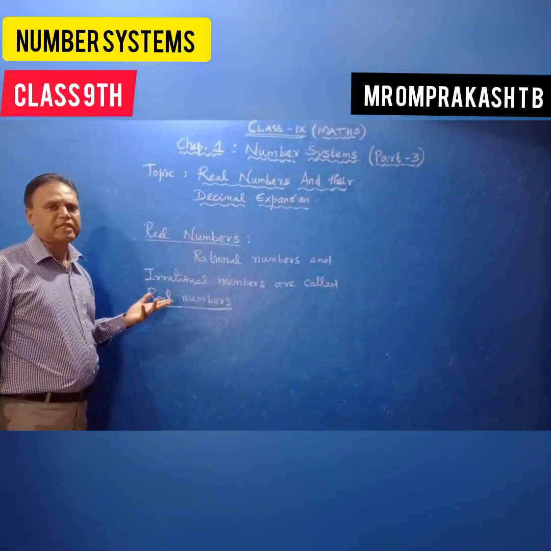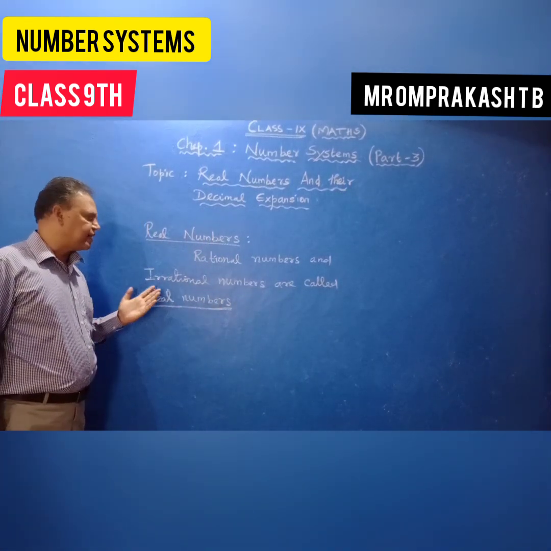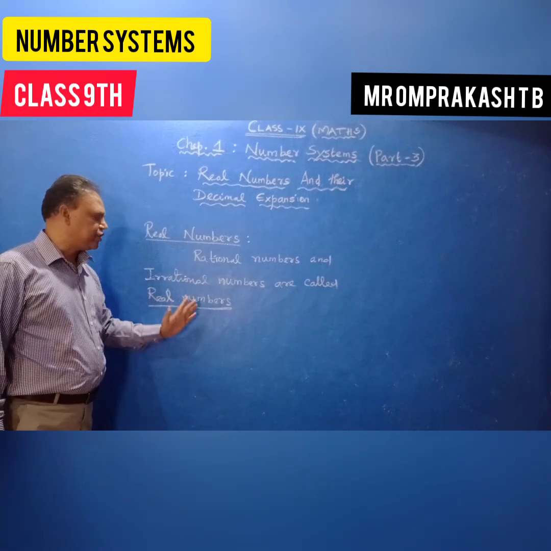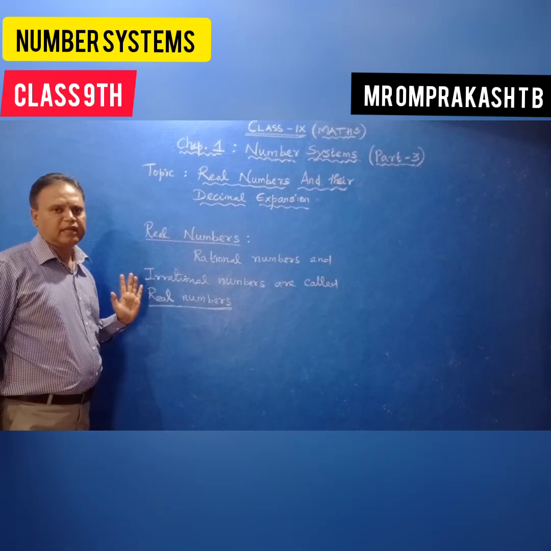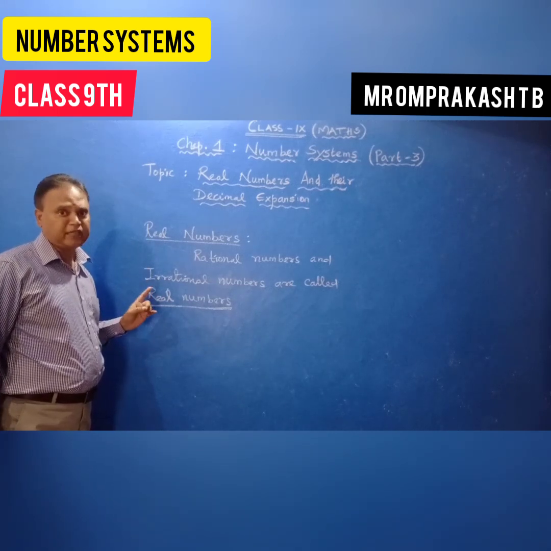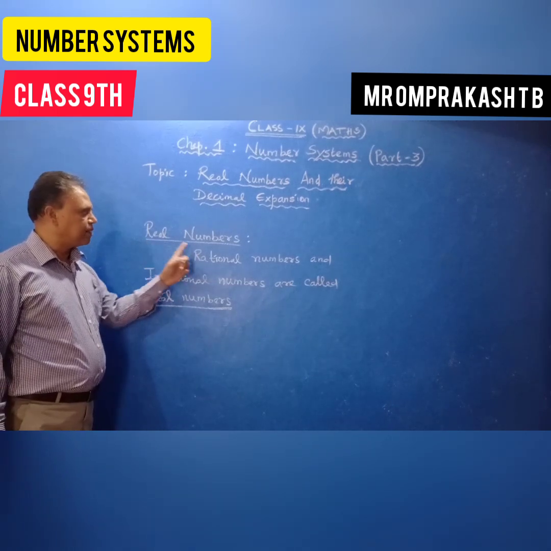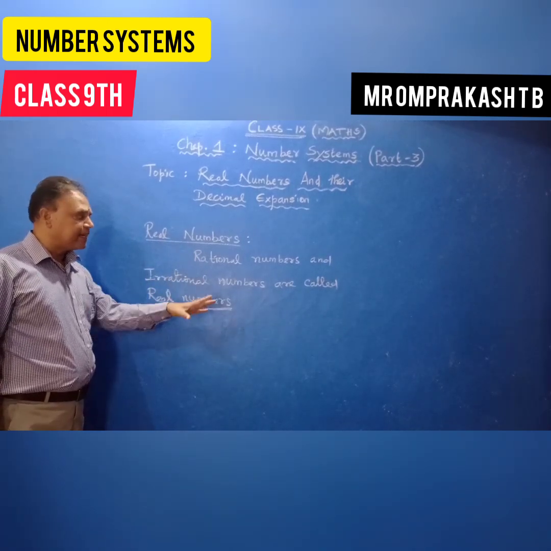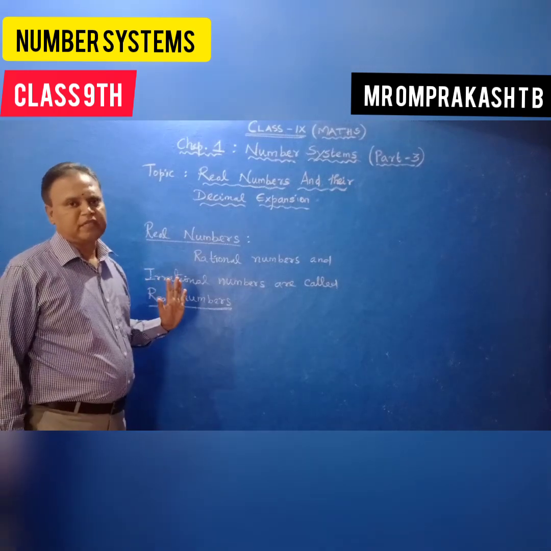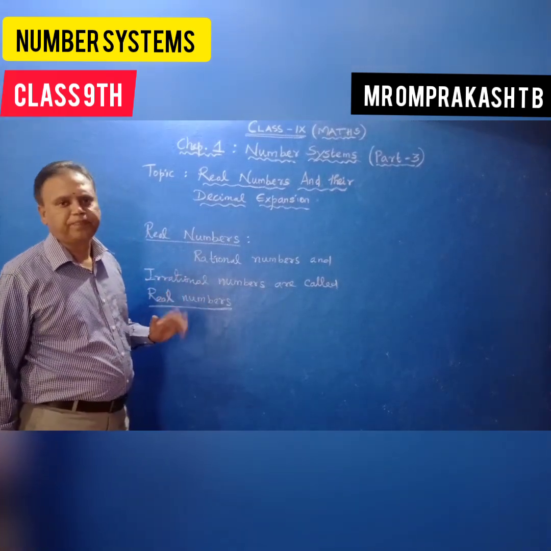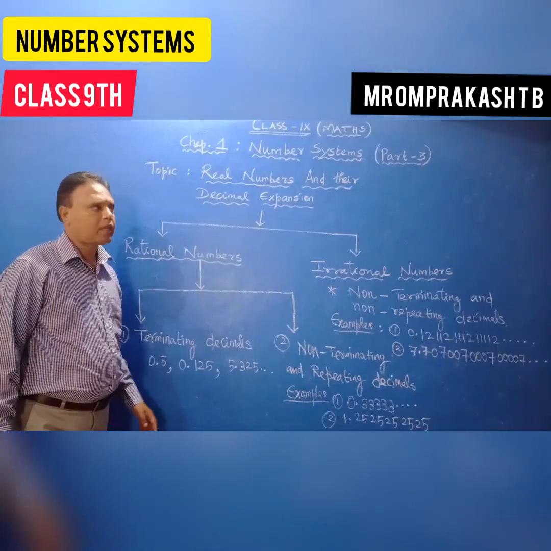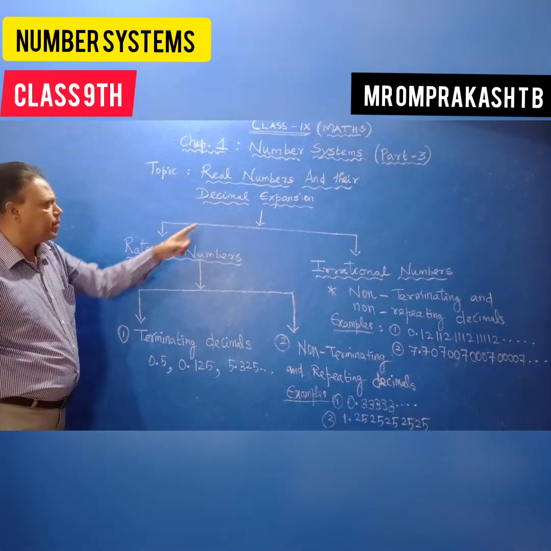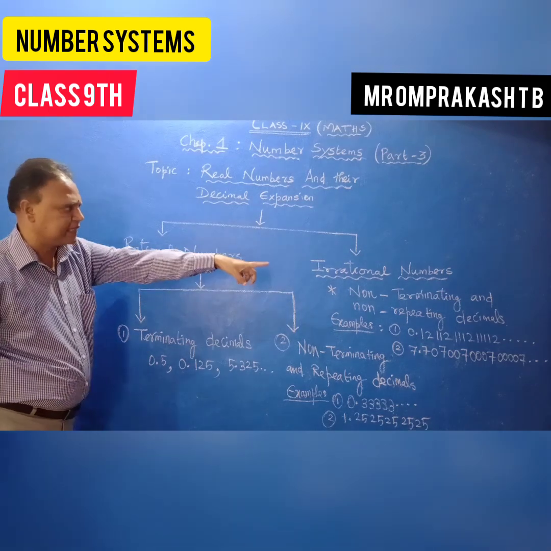So what are real numbers? Rational numbers and irrational numbers are called real numbers. It is denoted by capital R. Already in Part 1 I have given this. Clear? Real numbers means rational numbers and irrational numbers. Simply remember this. So now we will see that real numbers are nothing but rational numbers and irrational numbers.